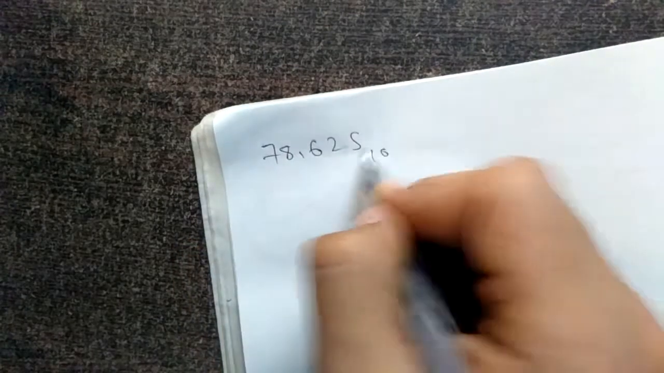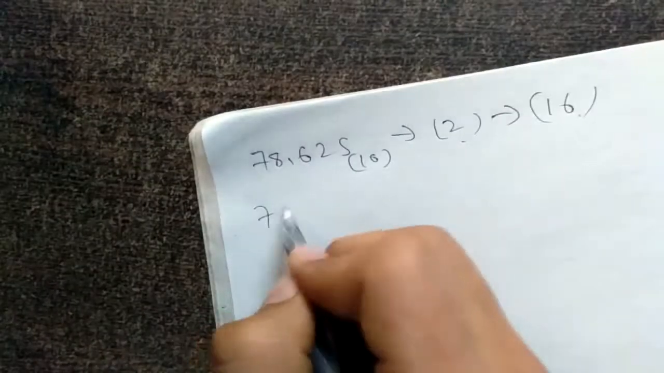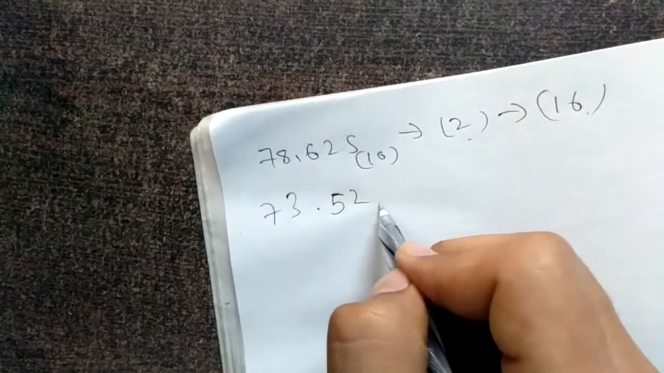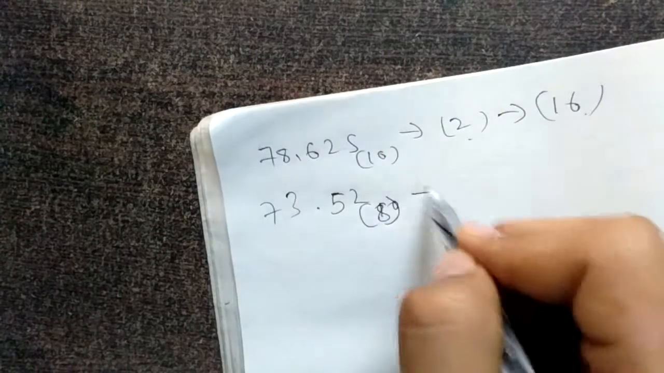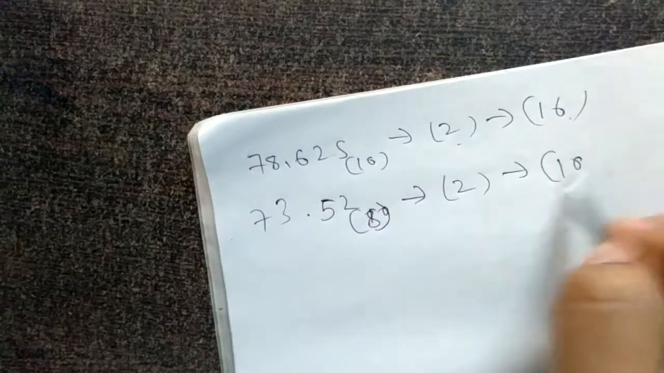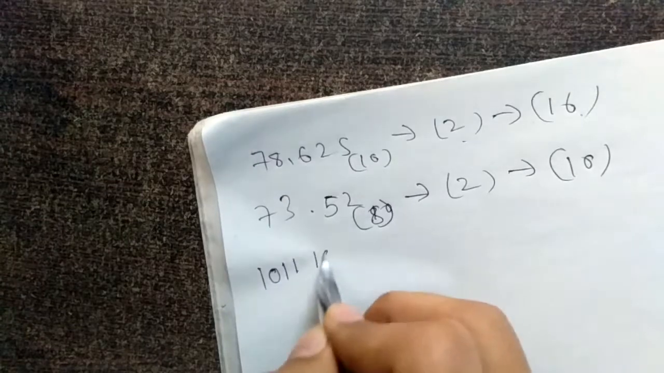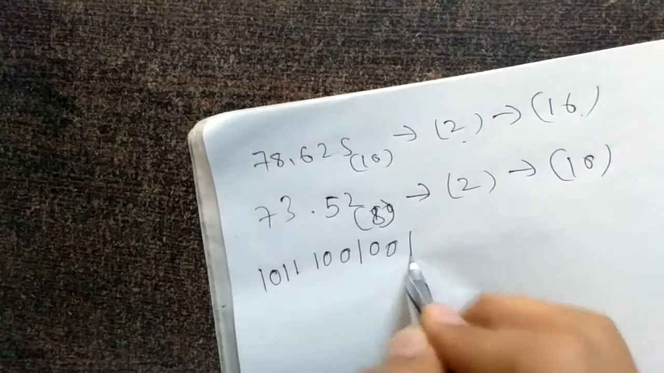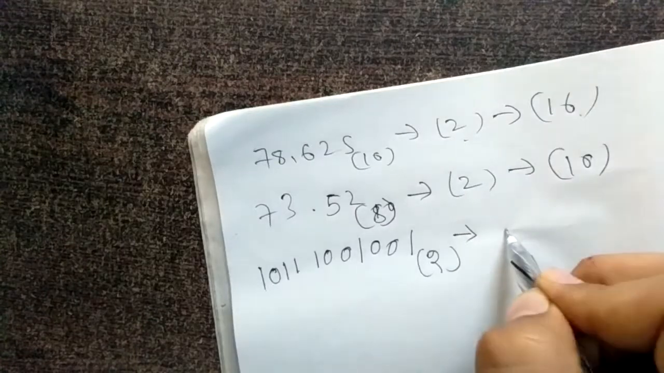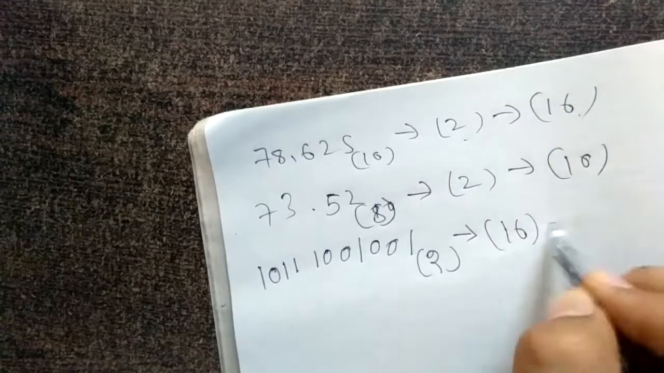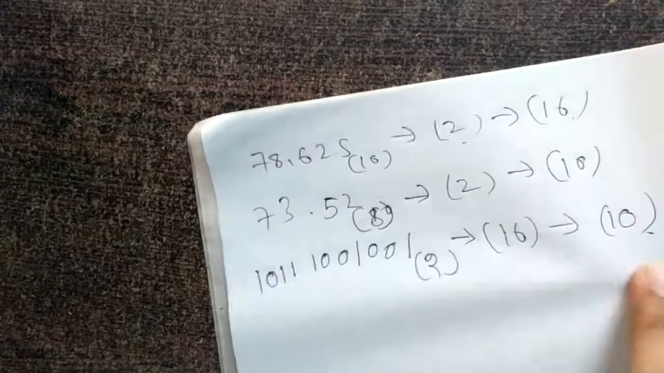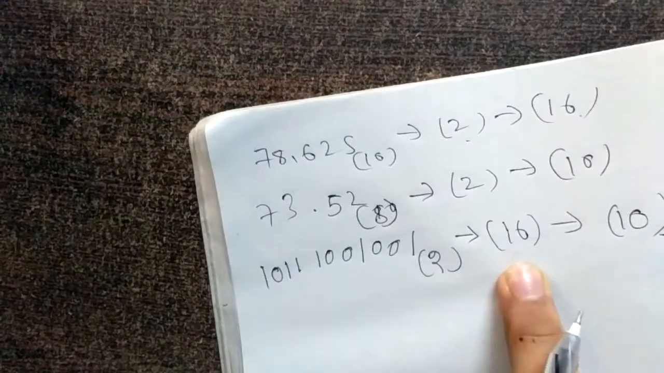Let me write down all the questions in a single place. 78.625, which is in base 10, convert to binary, and from here convert to hexadecimal. 73.52, which is given in octal, convert to binary, convert to decimal. And then the next question is 1011100101, which is in binary. You're going to convert it into base 16, and base 10, that is the decimal system, and then the hexadecimal system.